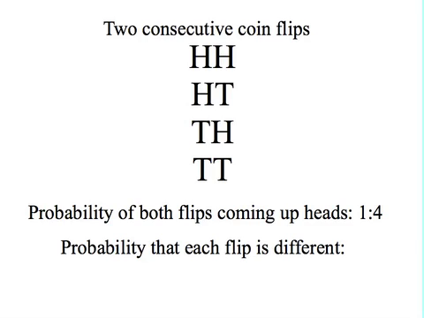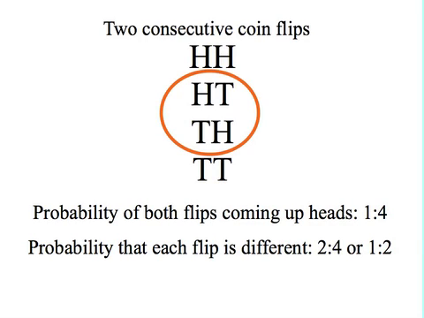Probability that each flip is different. HT and TH are both different outcomes. So 2 ways out of the 4 have different outcomes. So the probability that each flip is different is 2 to 4, or in lowest terms, 1 to 2.